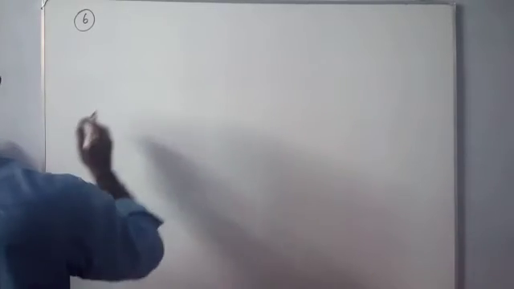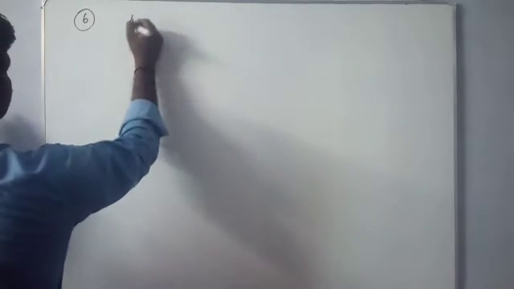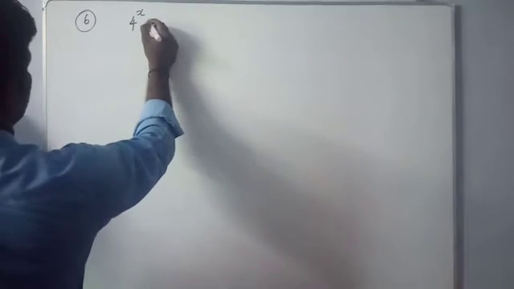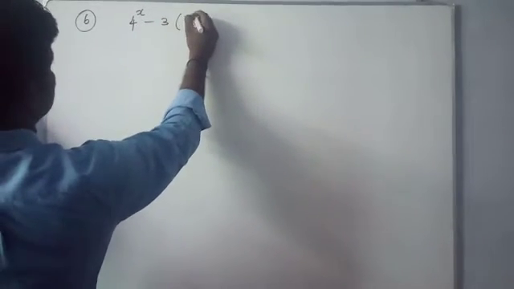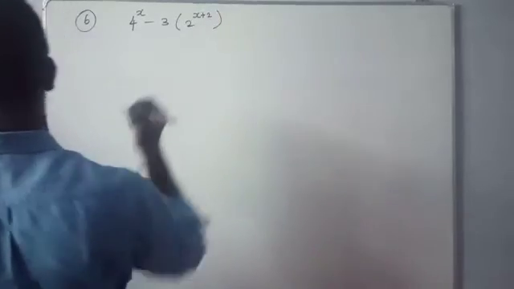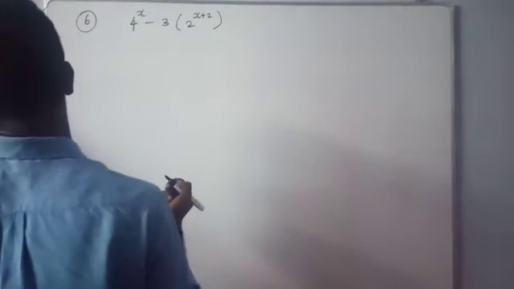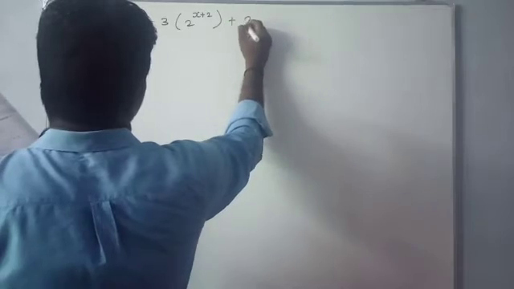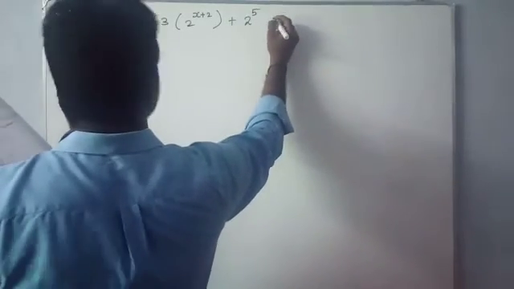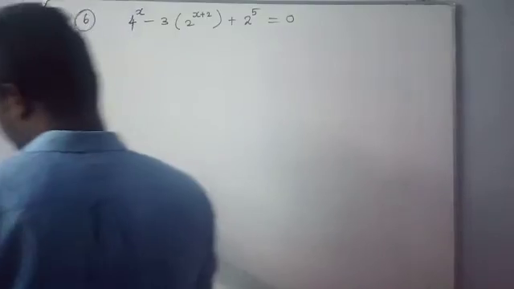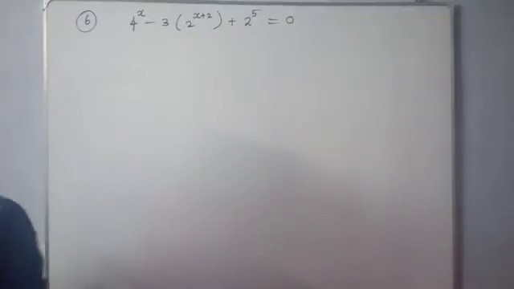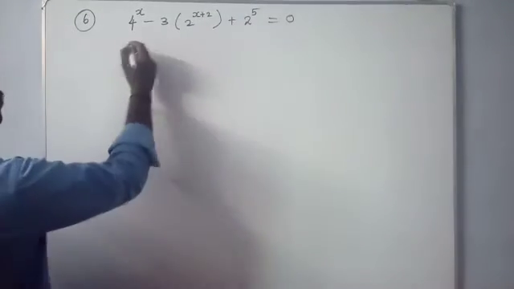Now question number 6 is there. Question number 6. Find all real values satisfying 4 power x minus 3 into 2 power x plus 2, plus 2 power 5, which is equal to 0. This is also a non-polynomial equation. So we want to change it to a polynomial equation.